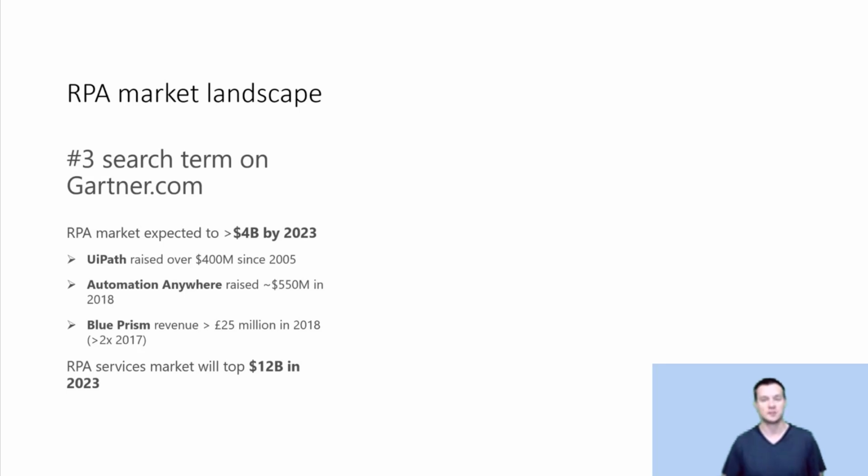So all this interaction between the human and the computer. And well, according to Gartner, this is now the most searched term on their website, which shows how huge the interest now is in this set of tools. And also, Gartner predicts that the market for the product is going to be over $4 billion by 2023, which again shows how much space for competitors there is.